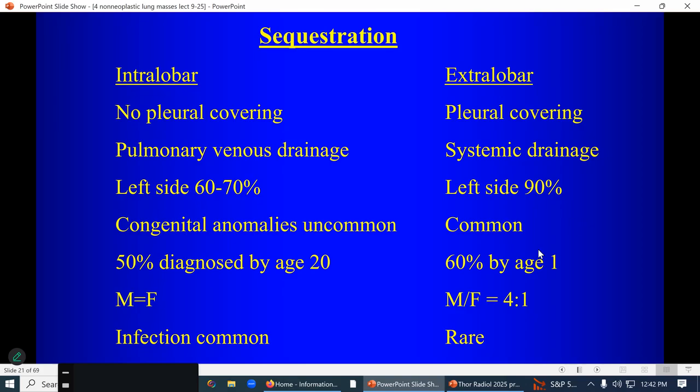Congenital anomalies are more common with extralobar sequestrations. They're also more common in males. Also more likely diagnosed at an earlier age because of the other anomalies that can be associated with it. Infection is more common with an intralobar sequestration. It is said that the pleural covering protects the extralobar sequestration from infection. So a common presentation of sequestration in a young patient is recurrent pneumonias. So with recurrent pneumonias, you find a lesion at the lung base, that's a common presentation for an intralobar sequestration.